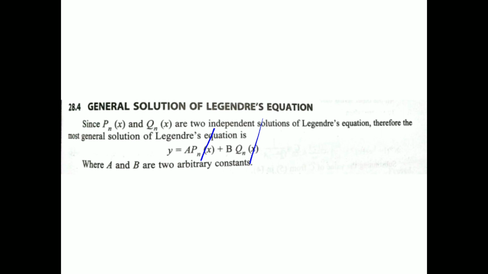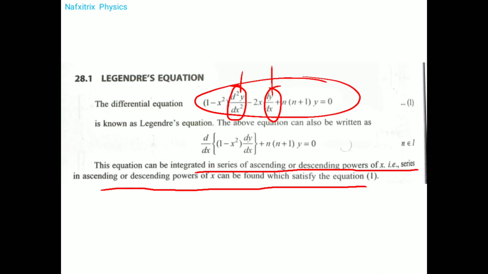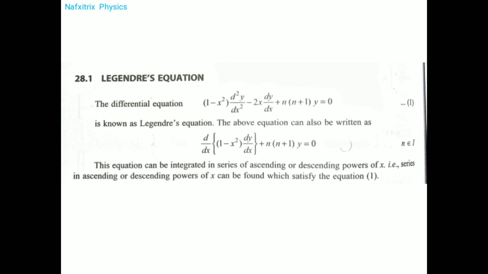So finally, this is the solution of the Legendre's differential equation, which we have seen at the starting. So, at the start, this is the solution of this equation. So, in the place of y, we are having this Legendre solution of first kind and second kind, that is Pn of x and Qn of x. So, that was what we were supposed to find out in this topic.